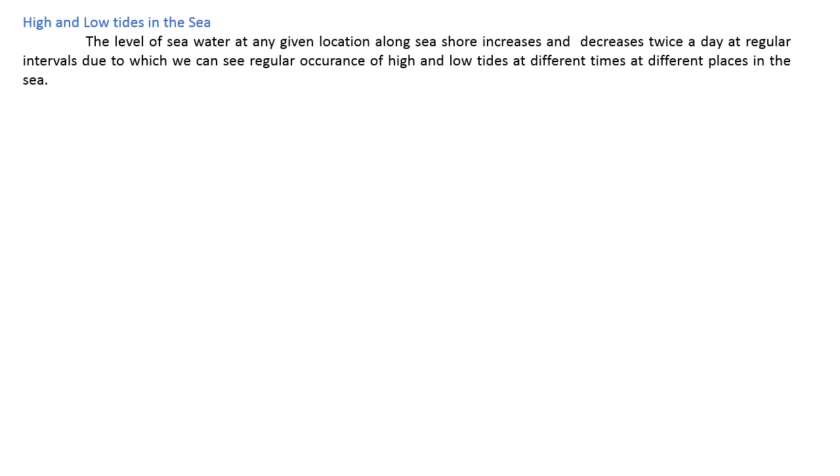Now we know what is high tide and low tide. High tide and low tide is nothing but the increase and decrease in the level of the water at a particular place, a particular location. There is an increase in the level of water.